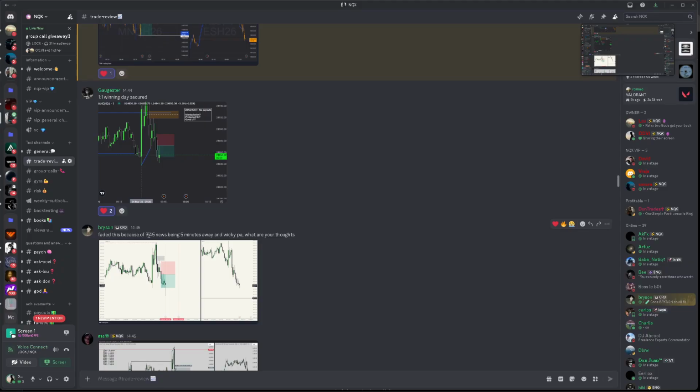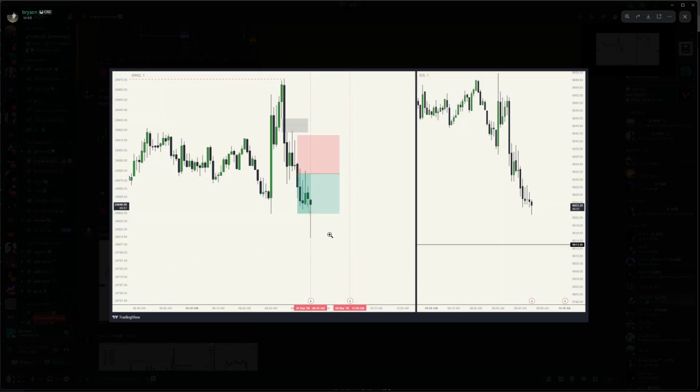Faded this because of 9:45 news being 5 minutes away in Wikipedia. What are your thoughts? That's a valid thought process, to be fair. I cannot lie, that is a valid thought process because 9:45 does tend to manipulate. However, we are clearly bearish, so we're most likely going to manipulate this draw right here. However, I don't mind the thought process. We're 5 minutes away from news. You don't know that we're going to deliver like this. However, for the people that didn't know about news, they took the trade.